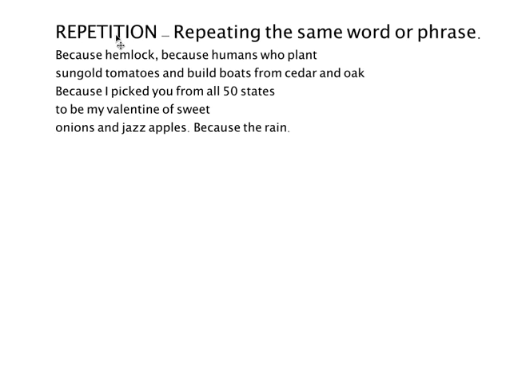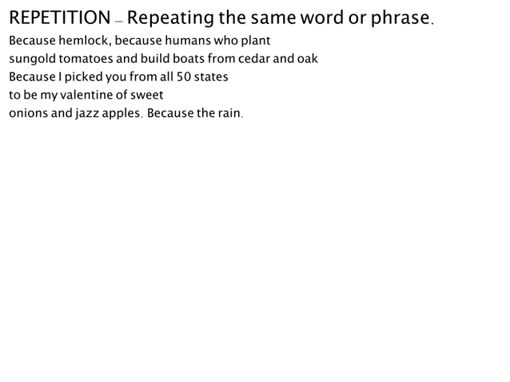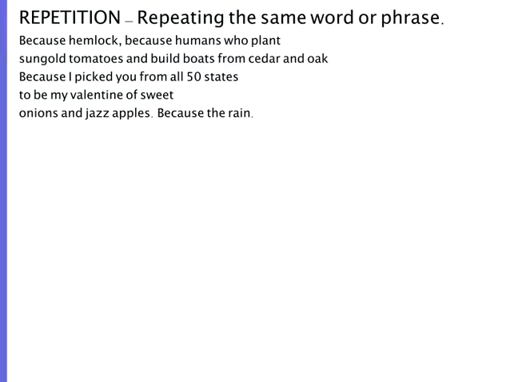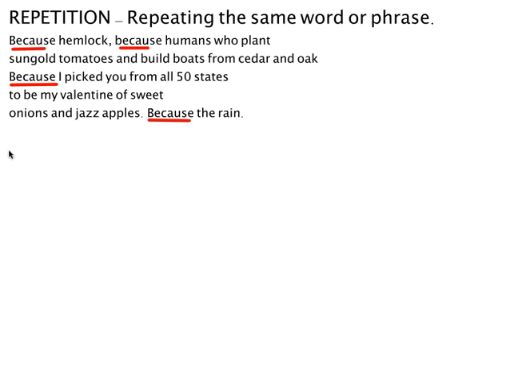So the first was repetition. Repetition is when a poet repeats the same word or phrase. And we saw that all throughout Susan Rich's poem. Because hemlock, because humans who plant Sungold tomatoes and build boats from cedar and oak. Because I picked you from all 50 states with my valentine of sweet onions and jazz apples, because the rain. Susan Rich uses repetition with the word because throughout her poem.